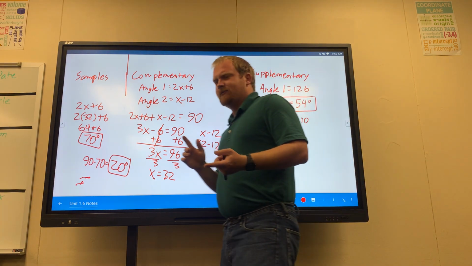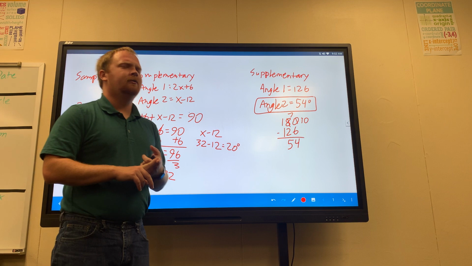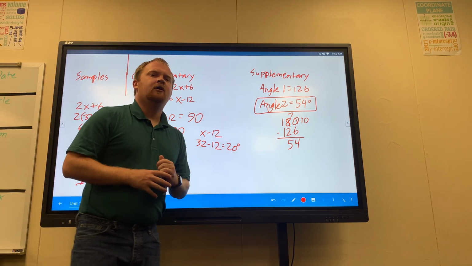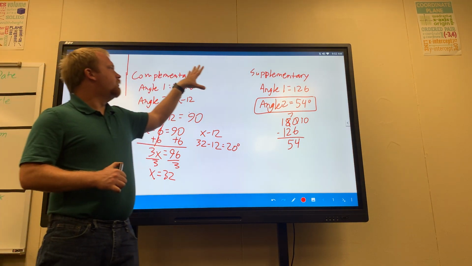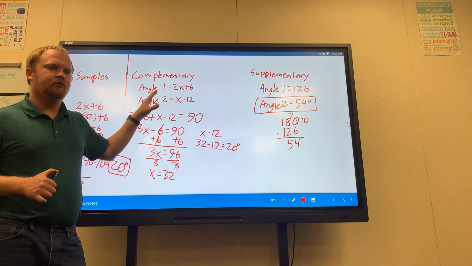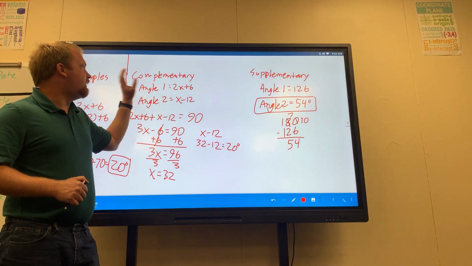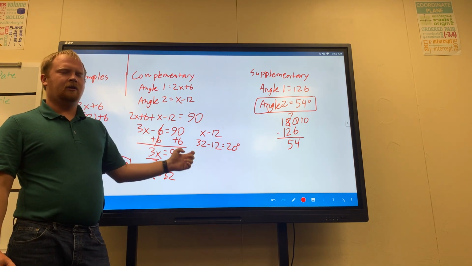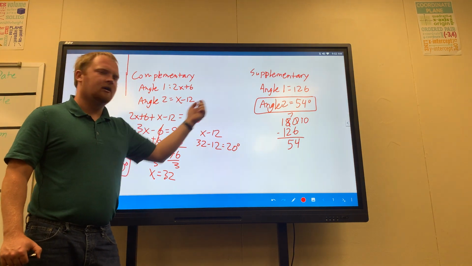So you do have to know the different types of describing angles, the different pairs of angles. And we'll dig more into that later on. But the biggest thing I want y'all to understand is how we find supplementary and complementary angles. That's the biggest thing I want y'all to worry about right now, is just being able to find the parts of the complementary and supplementary angles.